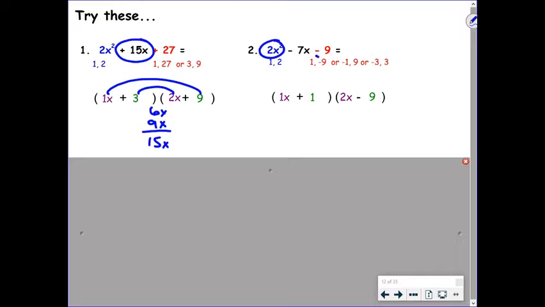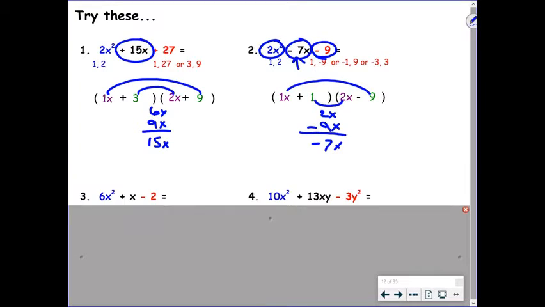In number 3, notice 2x and negative 9 gives me a negative 7x if I add those. So I'm going to use a 1x and a 1x. So I have 1x plus 1, 2x minus 9. That works. That gives me a negative 7x. All right, pause it again. Give 3 and 4 a shot.